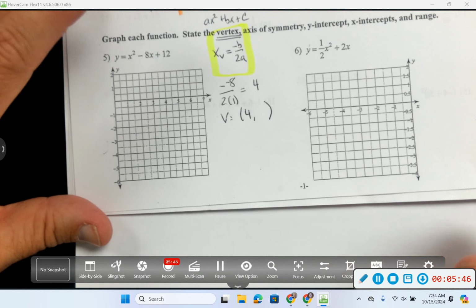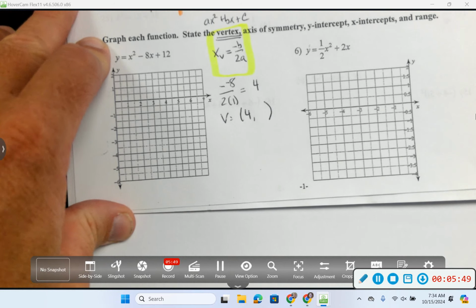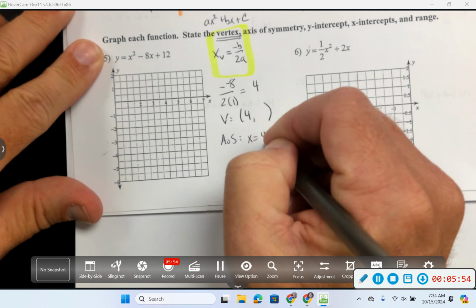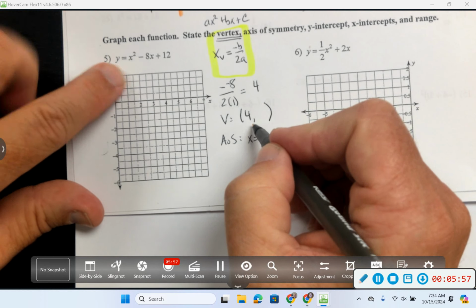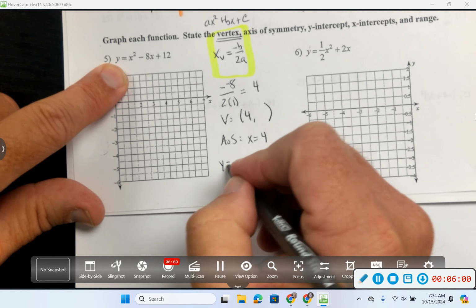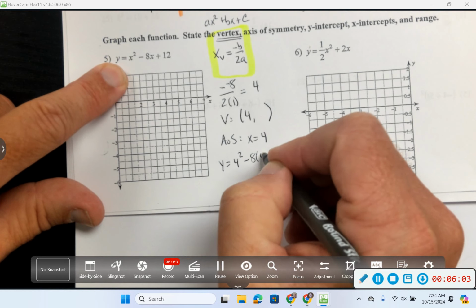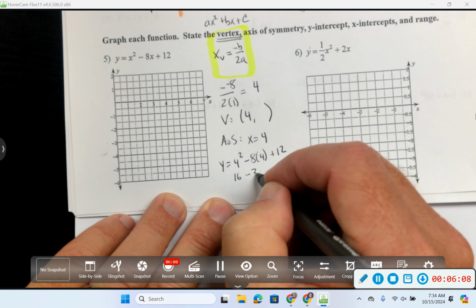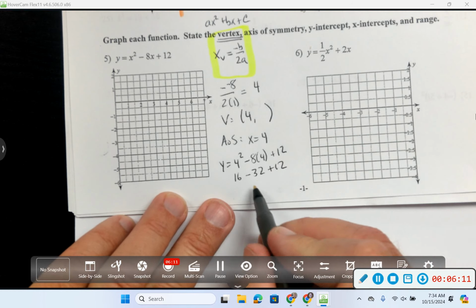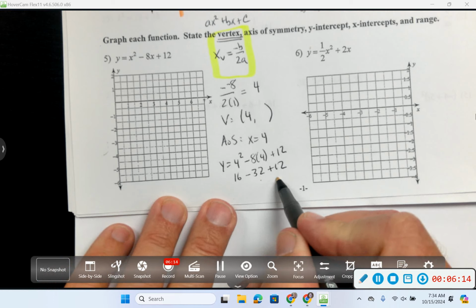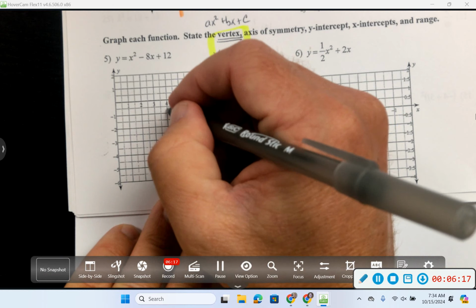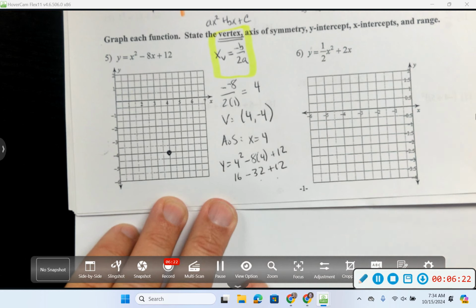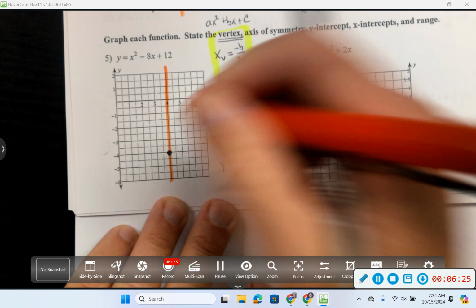Okay, a couple of things going on in my head right now. I can plug it in to find the y-coordinate. I can also know that the axis of symmetry is x equals 4. But yeah, let's plug it in to find the y-coordinate. So y equals 4 squared minus 8 times 4 plus 12. 16 minus 32 plus 12. That would be negative 16 plus 12 is negative 4. So 4, negative 4 is my vertex. Axis of symmetry.